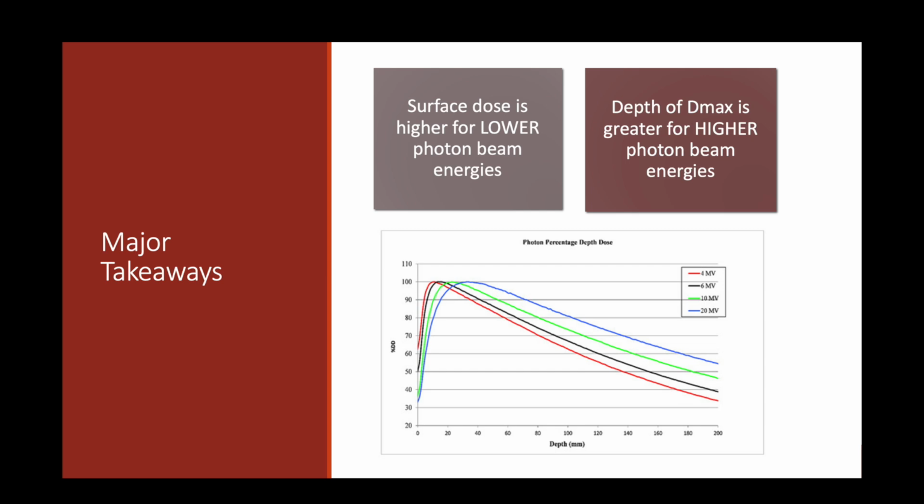So that's something to think about when we're treating with photons, but we also know that we want to include the skin in our target. We might need to apply bolus or a tissue equivalent material to help act as that buildup region. And that way, by the time we get deep enough and get to the skin, we're at a more therapeutic dose and we're not at such a low dose.